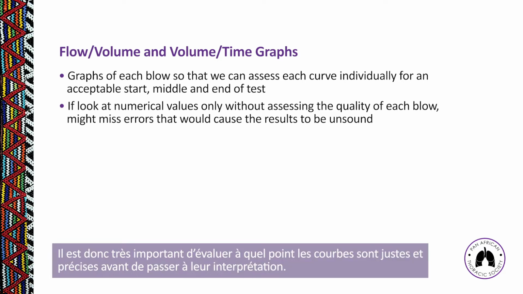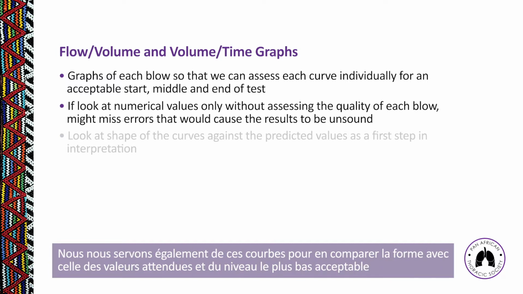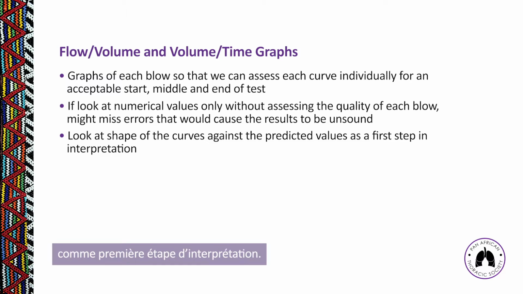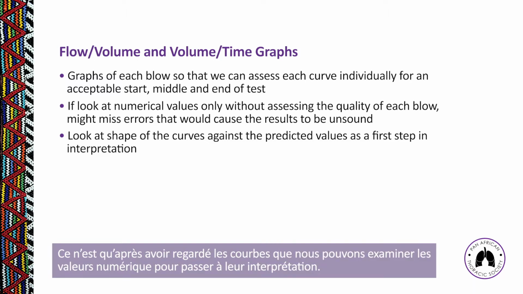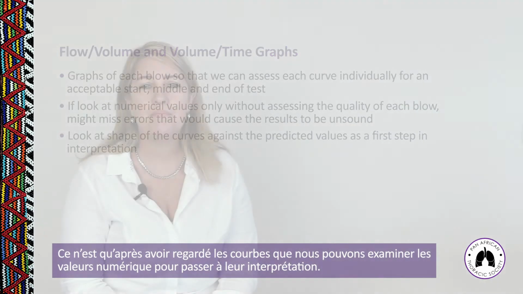So it's really important that we look at these graphs to assess the accuracy first before we try to interpret what we see. And we also use these graphs to look at the shape of the curves against the predicted values and the lower level of normal as a first step in interpretation. And once we've looked at the graphs, then we can go on to looking at the numerical values to make an interpretation of the spirometry test result.